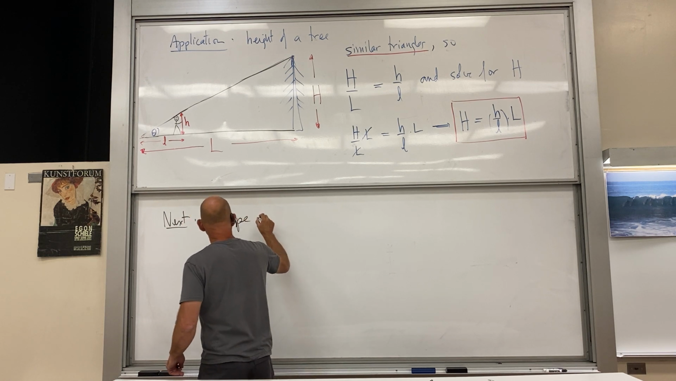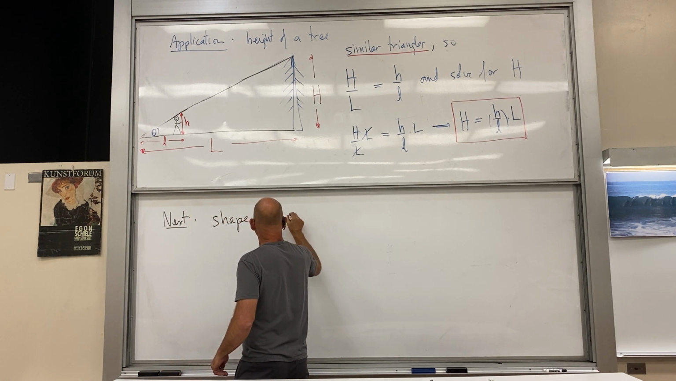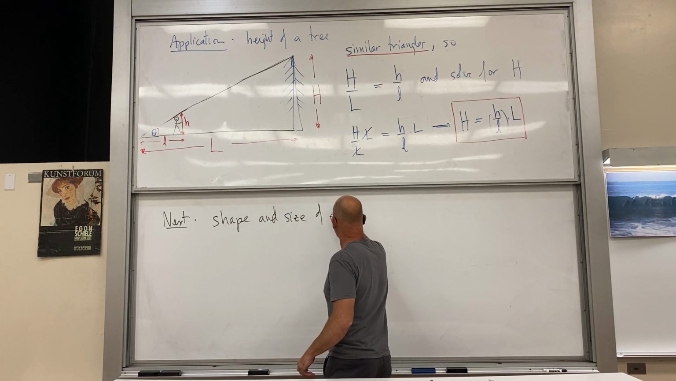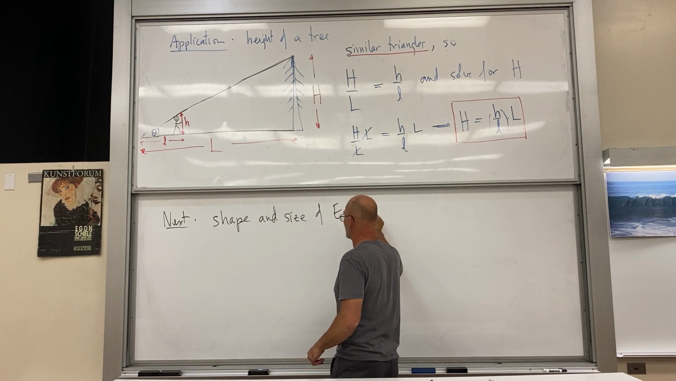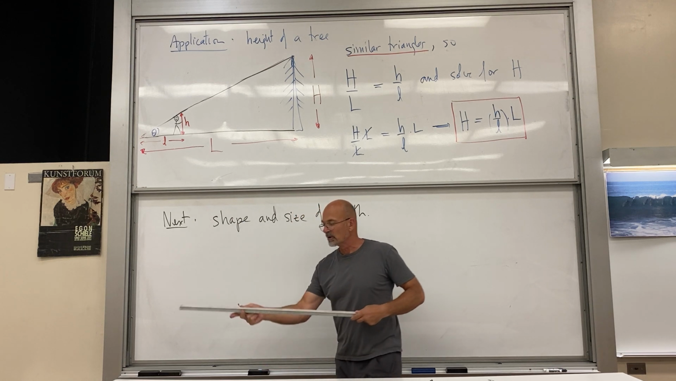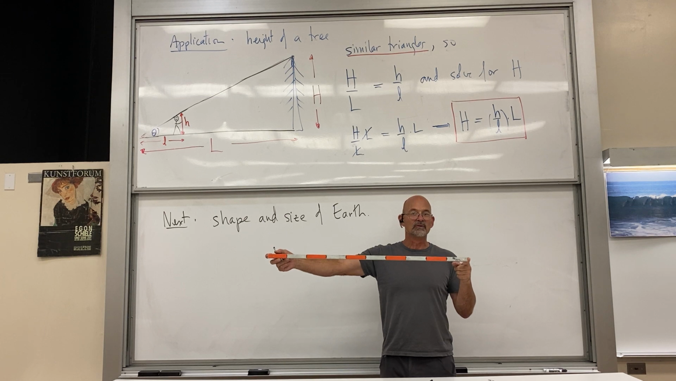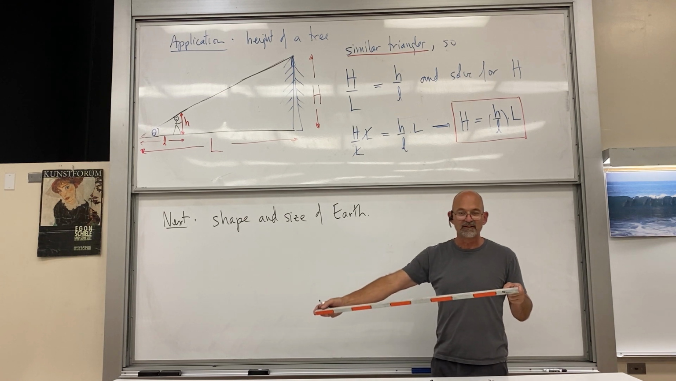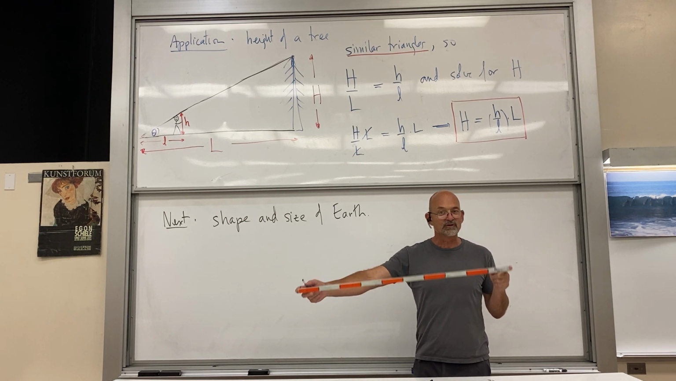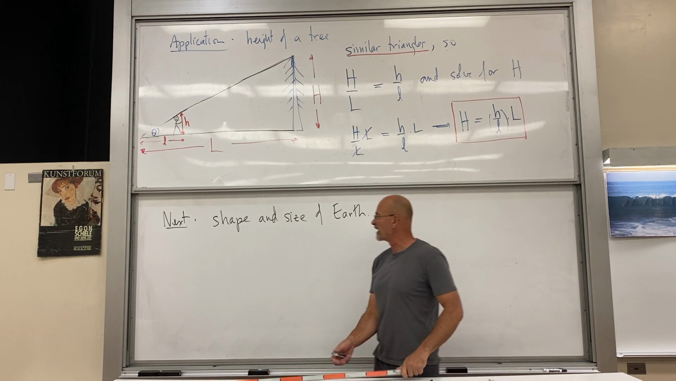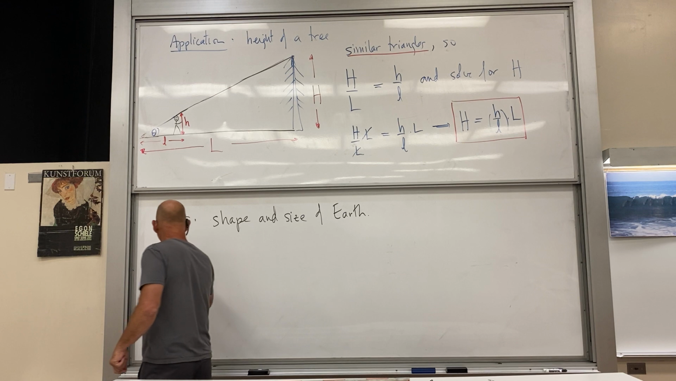We're going to discuss the shape and size of our Earth. Here's a meter, the meter stake. How many meters is, say, the radius of the Earth? But before we answer that question, how do we know the Earth is even a sphere? That's why it's a two-part problem.